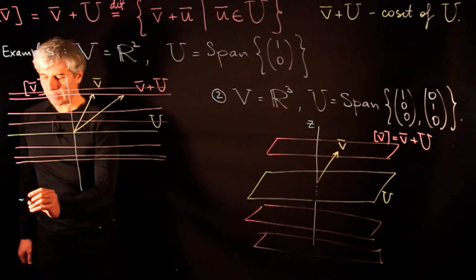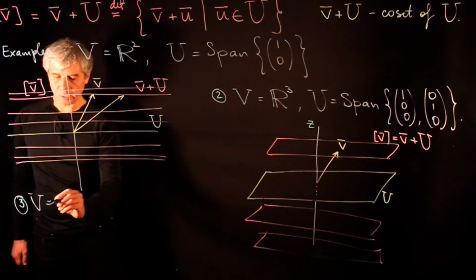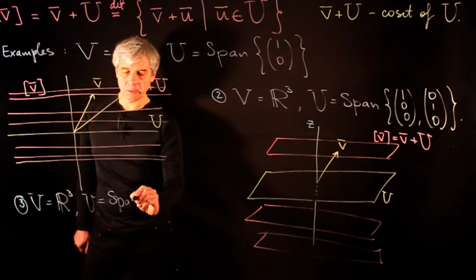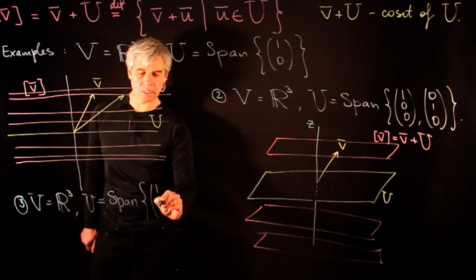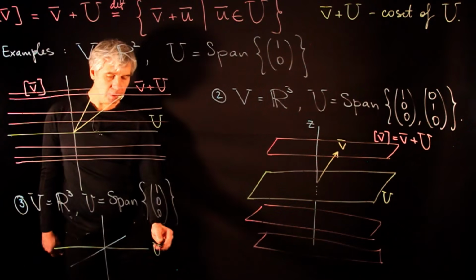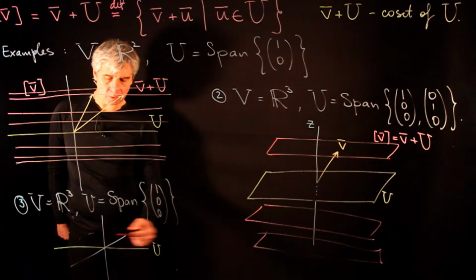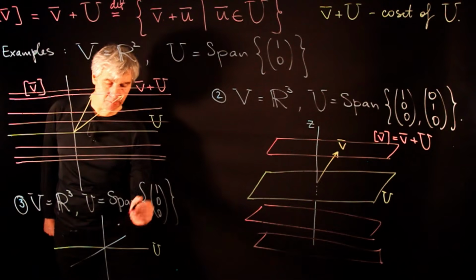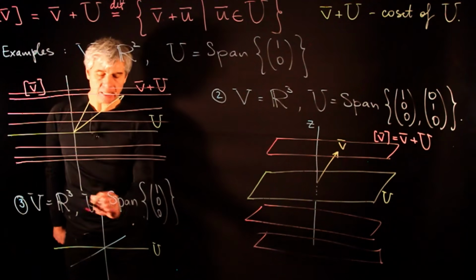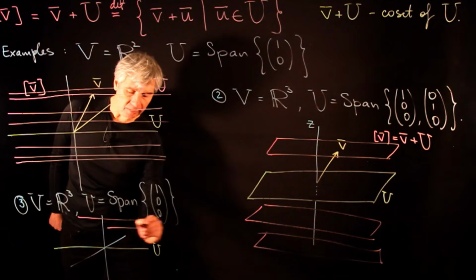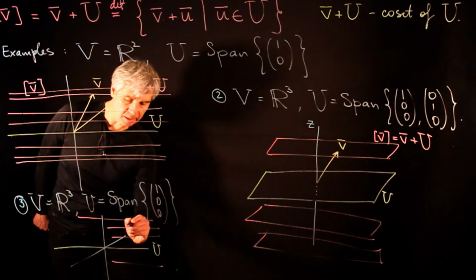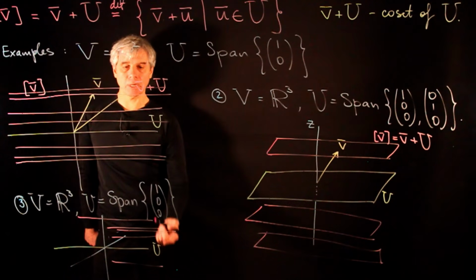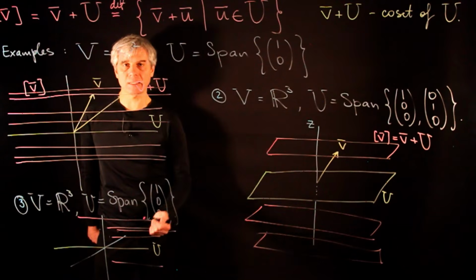For our third example, let's take V to be R3 and U to be a one-dimensional space, say the span of (1, 0, 0). In this case, U is this horizontal line, and we look at all equivalence classes with respect to the equivalence relation induced by this subspace. We will get all lines in three-dimensional space that are parallel to the line U. This will be the description of cosets or equivalence classes in this case.